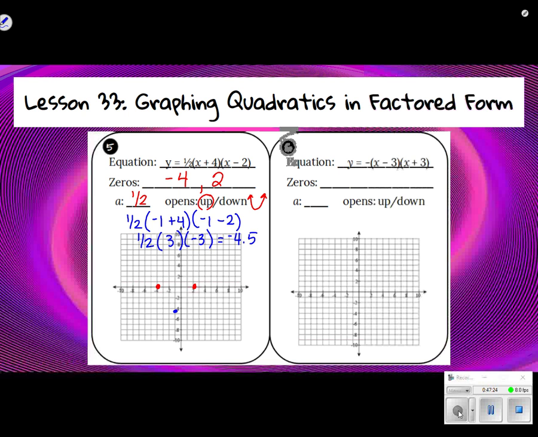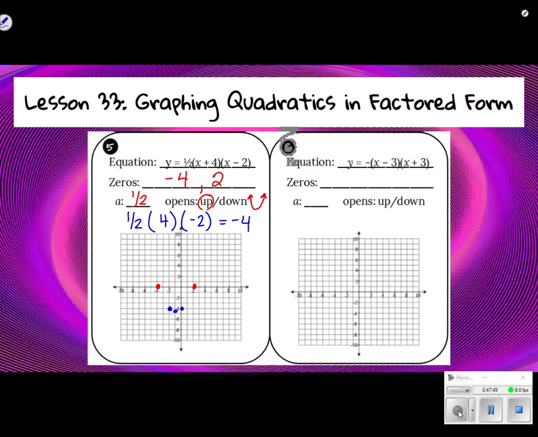So like probably going to do 0. 0 would be a good point. Let's try that. 0. 1/2 of 0 plus 4 is 4. 0 minus 2 is -2. So half of 4 is 2. 2 times -2 is -4. So right here. Right here.